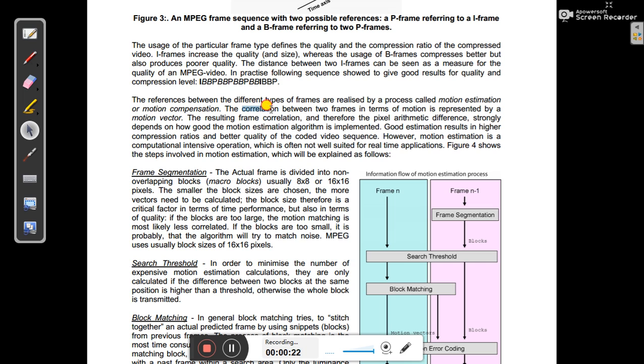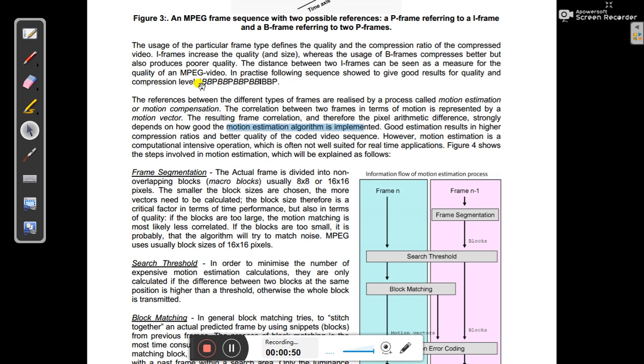The correlation between two frames in terms of motion is represented by a motion factor. The resulting frame correlation, therefore the pixel arithmetic difference, strongly depends on how good the motion estimation algorithm is implemented.